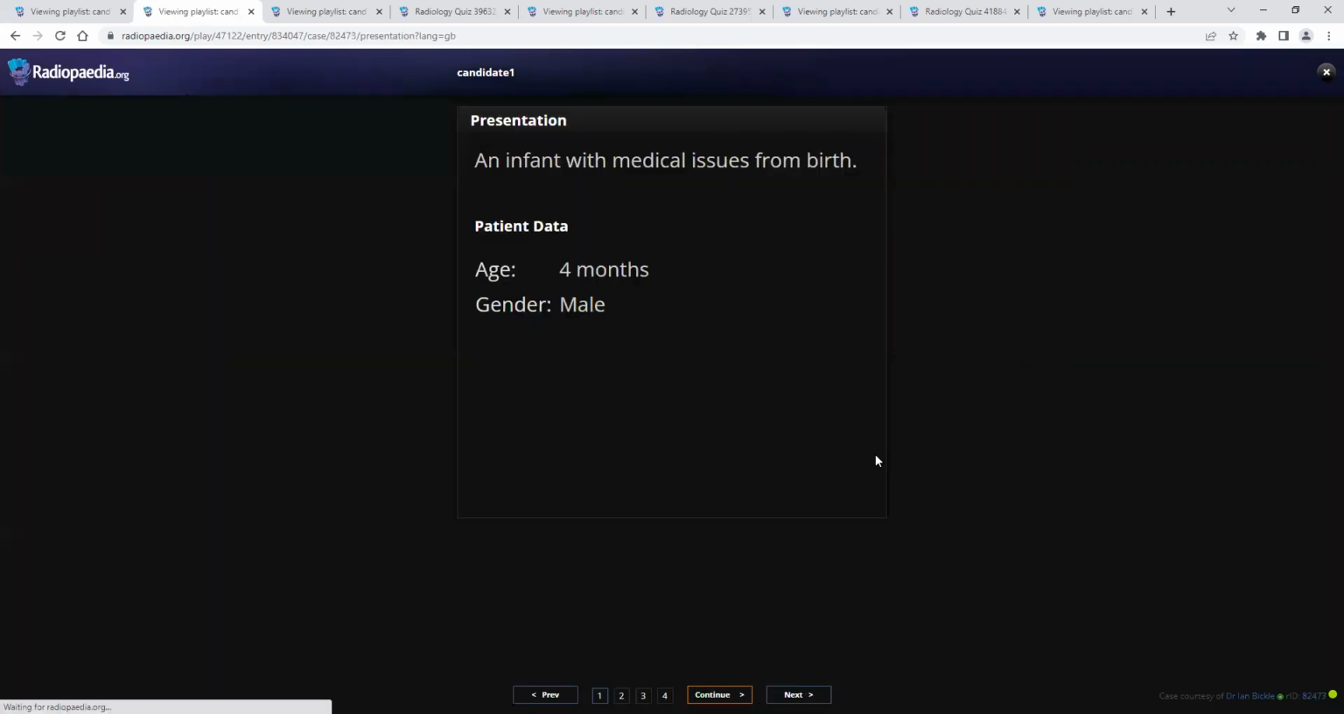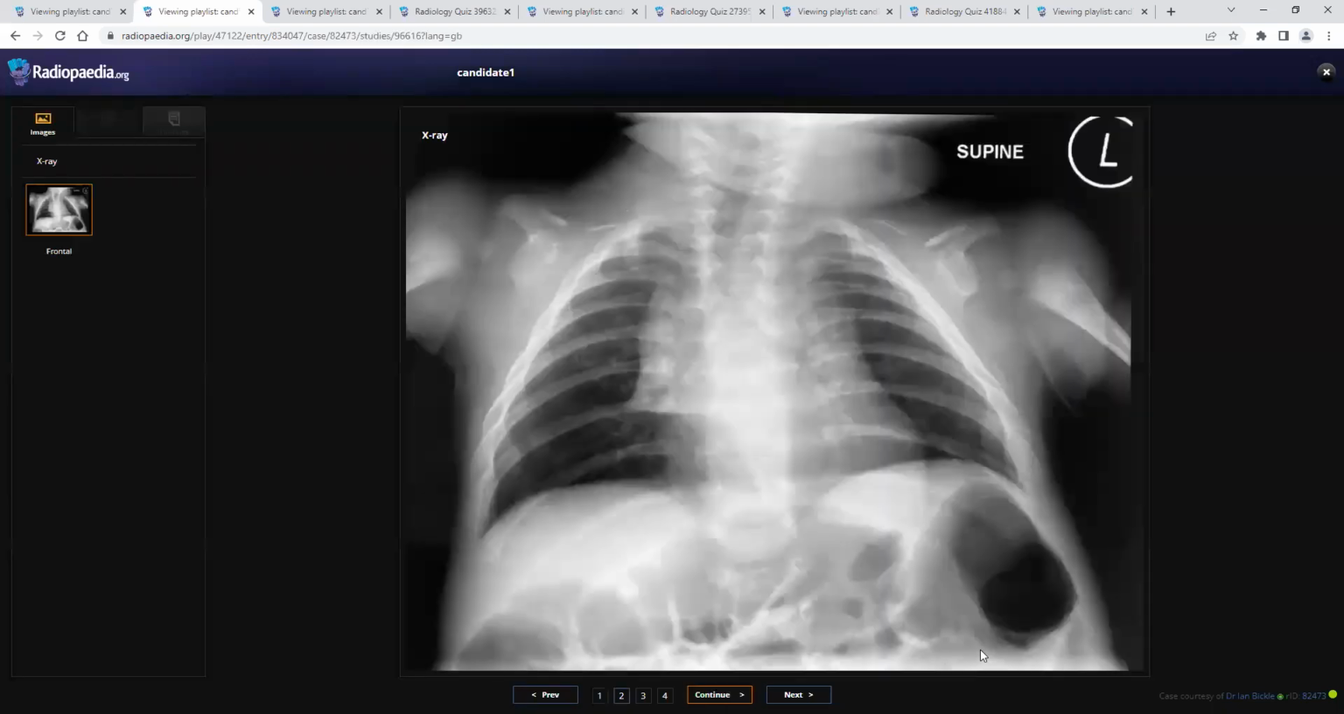Yeah, this is a 4-month-old infant presenting with medical issues since birth. Okay. This is a frontal chest radiograph of a skeletally immature baby, which appears to be a term baby because I see the epiphysis of the humerus bilaterally. The examined mediastinum appears intact with prominent thymus gland. The lung fields bilaterally also appear intact.